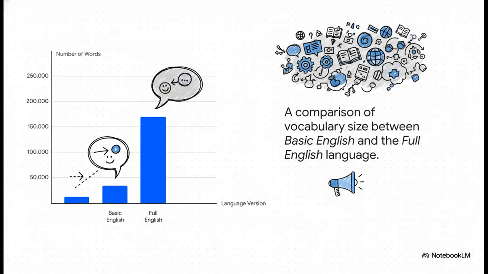And to really get a sense of how radical this is, just look at this comparison. On one side, you have the full English language. We're talking well over 170,000 words in current use. And on the other side, Basic English, with its 850. It's not about dumbing the language down, it's about finding its absolute most powerful, most functional core.